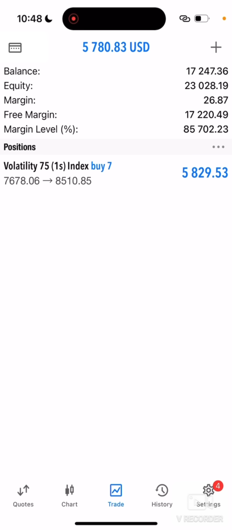Now, unlike the currency market that is controlled by different fundamental factors, for example, the news, the banks, and the rest, the synthetic indices market is controlled by a cryptographically secured random number generator, and our options to analyze the market are not as many as those of the currency market.